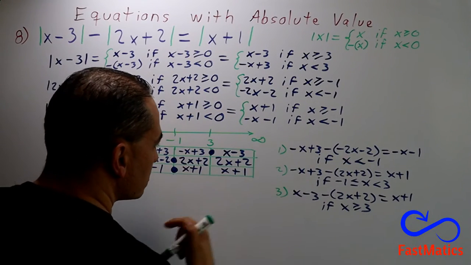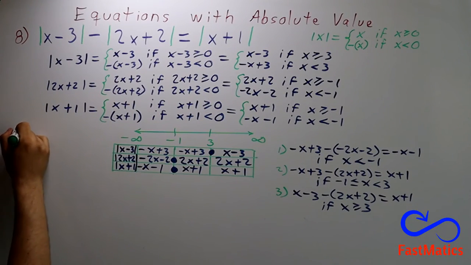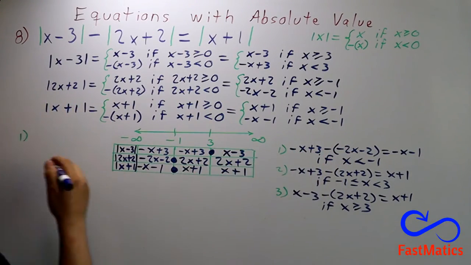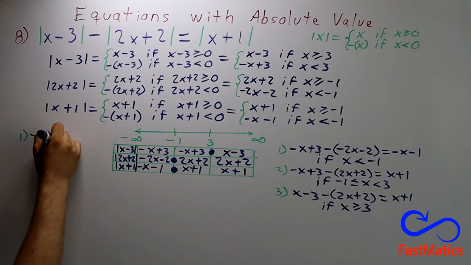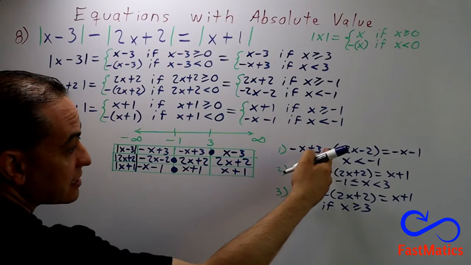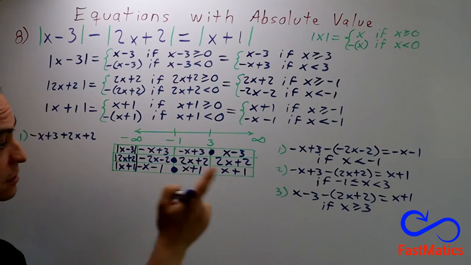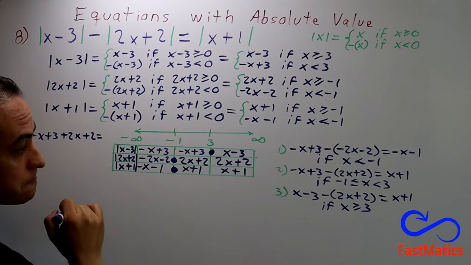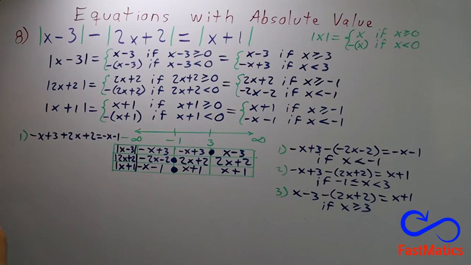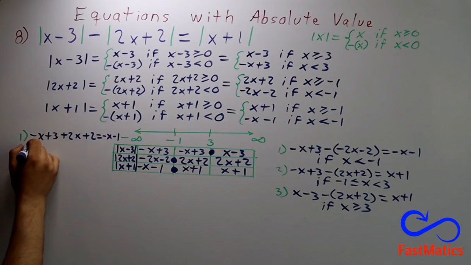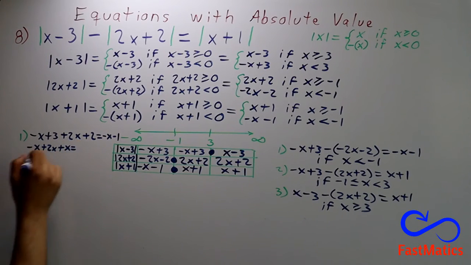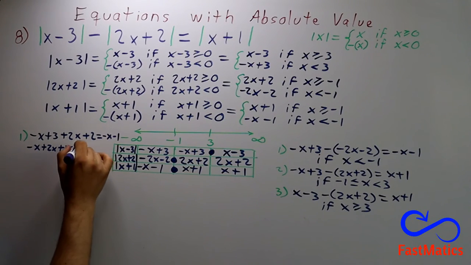After that, we are going to solve the three equations. First equation, we solve it. Negative x plus 3, negative times negative positive 2x, negative times negative positive 2 equal to negative x minus 1. After that, everything with x to the left side, everything without x to the right side.